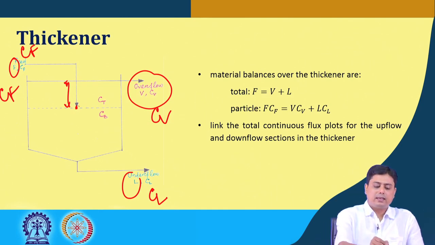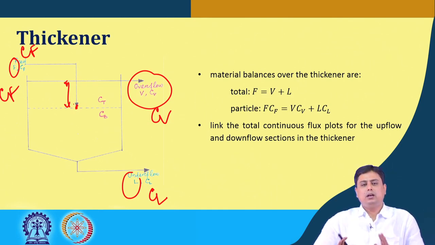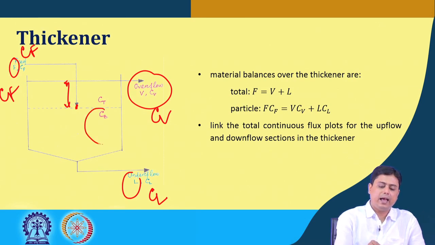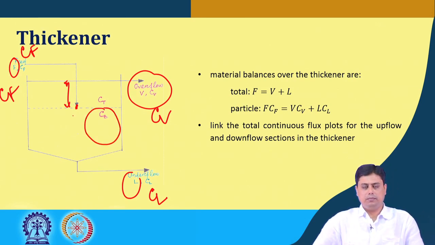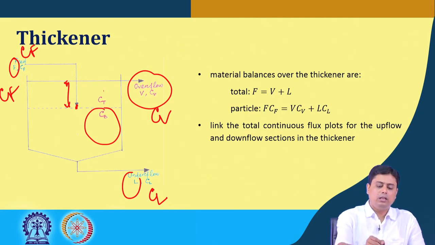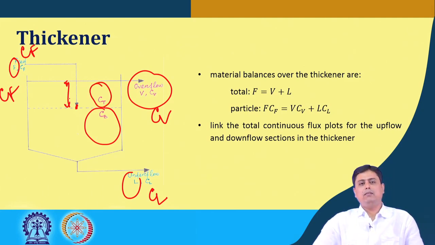Now, as I mentioned, there are basically two zones in a real thickener, one exactly below the feed nozzle or the feed well. Say it has a mean particle concentration of Cb, and on the upflow zone, say we have the mean particle concentration of Ct. For the sake of understanding, you can remember that T is for the top portion and B for the bottom portion. Cv is for the overflow, Cl for the underflow.